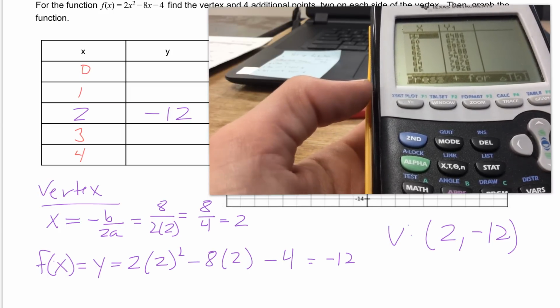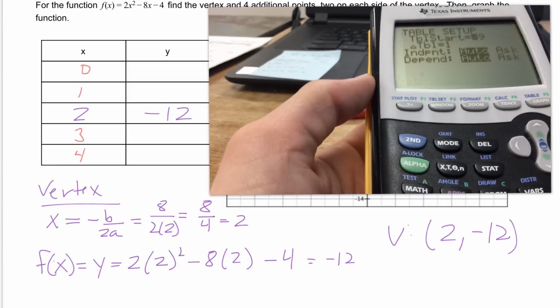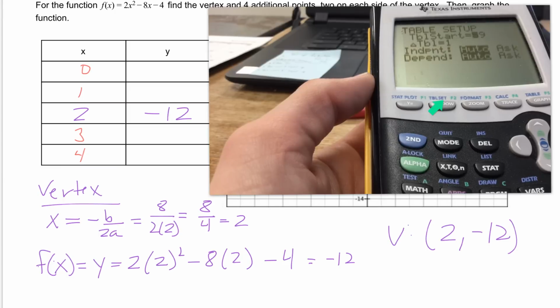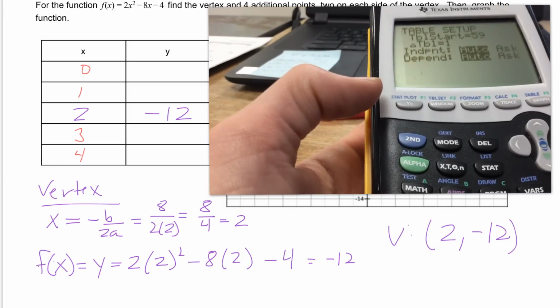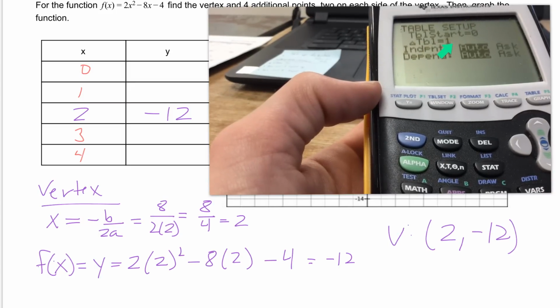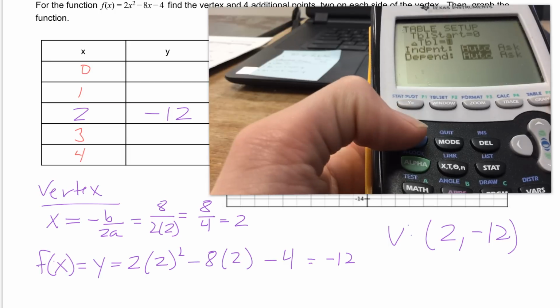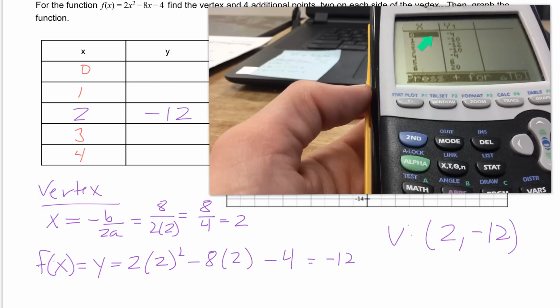So I can change that by using my table set function. I'm going to go to second, table set, which is right here. And I want my table to start at 0. And this next part, the change of table, I want it to go up by 1s. Now when I go back to my table, hitting second and graph, I'm starting with smaller numbers that I can take a look at.